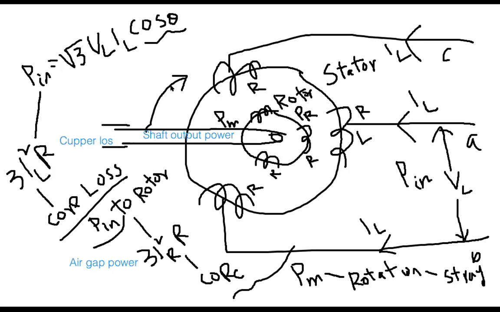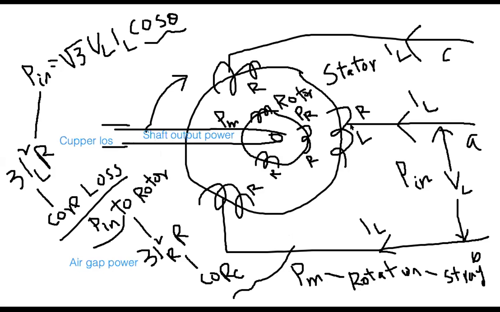Once it starts rotating, you have to subtract the rotational loss, friction loss, windage loss, and any other remaining losses. Then you will get the actual shaft output power. Is this fine? Yeah, it's clear.